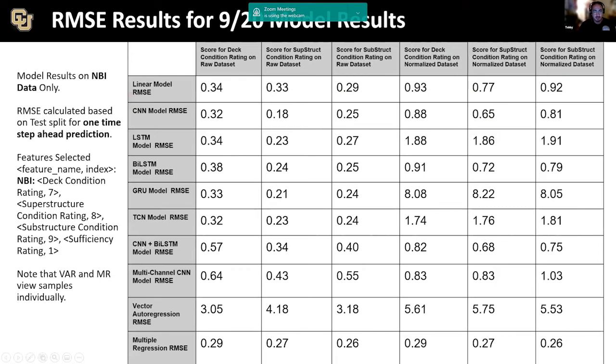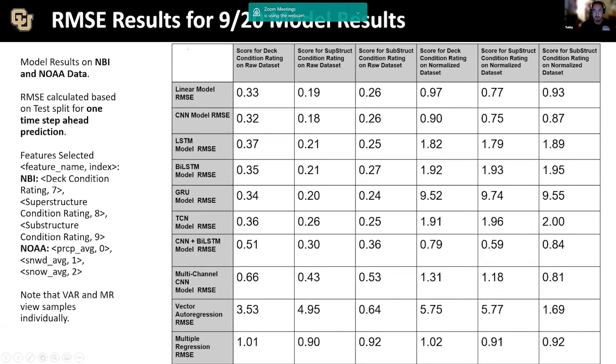And there's a lot of numbers here, but I just want to briefly talk about some of the results that we were able to get from our modeling. You can see here the CNN and the TCN performed pretty well across the board, actually, and most consistently. This is just on the NBI data only. So you can see there's the line here for CNN and the line here for TCN.